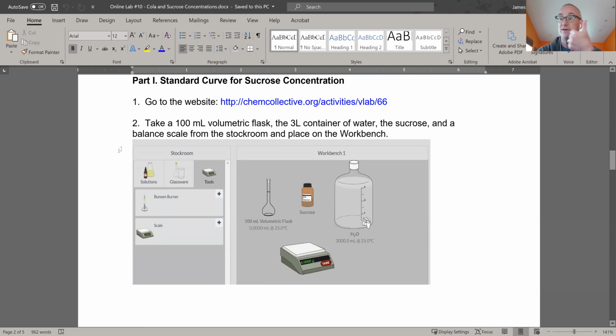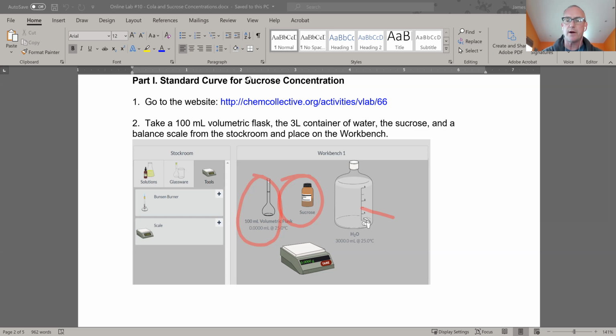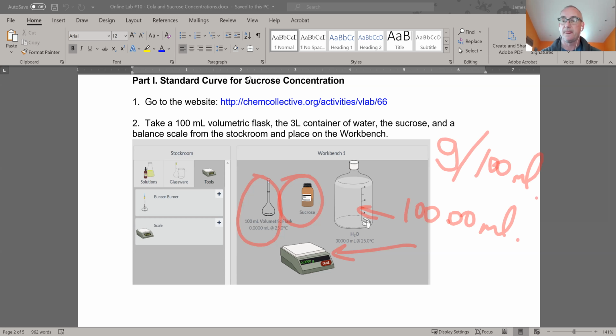So first, we're going to make a series of standards. This is the whole standard curve part, where we take known amounts of sucrose, we weigh those precisely, put them in a 100 ml volumetric flask, and then add water so that it comes up to exactly 100 mils, and then measure the mass. So that'll give us grams per 100 mils. And that is one of those mixed measurements that we talked about in chapter 6. Remember, you see that a lot in hospital environments where there'd be milligrams per mil or milligrams per 100 mils or something like that. In this instance, we're going to be looking at grams per 100 mils.